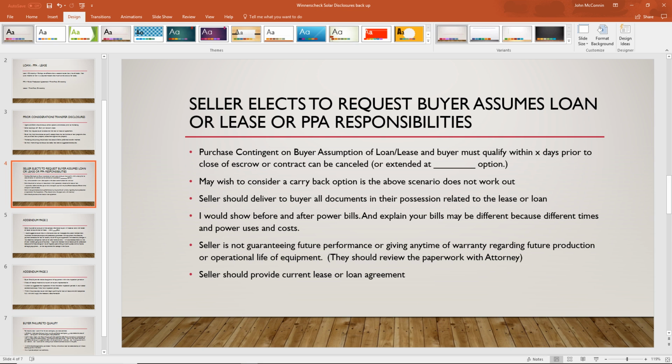So the first thing we're going to consider upon transfer is whether we're making the purchase contingent on the buyer's assumption of the loan or the lease. And if we are, we're going to want to include some sort of addendum, which really means extra paragraphs, that say the buyer must qualify for the loan or the lease or the PPA within X days prior to the close of escrow, or, and this is where thoughts with the seller should be considered, the contract can be canceled at seller's option, or the contract can be extended for 5 days at buyer's option.